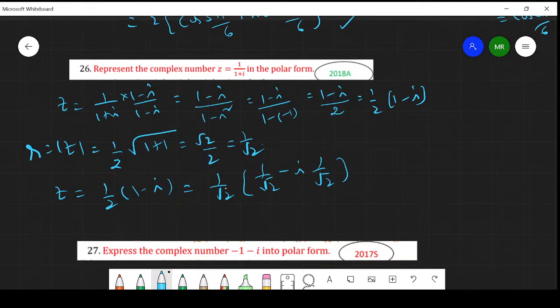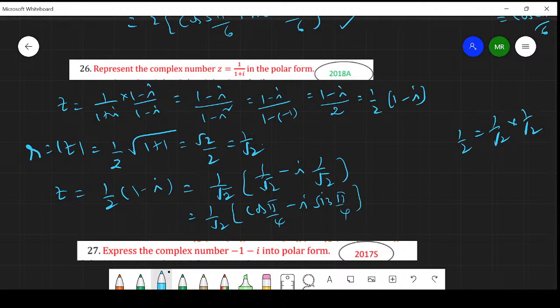Sir, how can you write this? Because I want the r value here, 1 by root 2, but I have 1 by 2. But 1 by 2 means 1 by root 2 into 1 by root 2. Take 1 by root 2 outside, and the other 1 by root 2 you multiply inside. Easy to complete the problem now. I can write 1 by root 2 into cos pi by 4 minus i sin pi by 4.